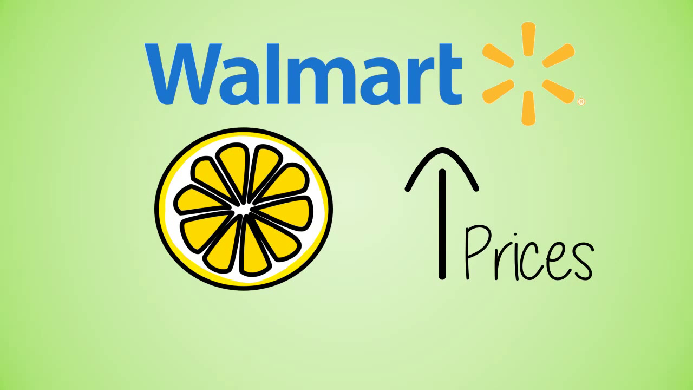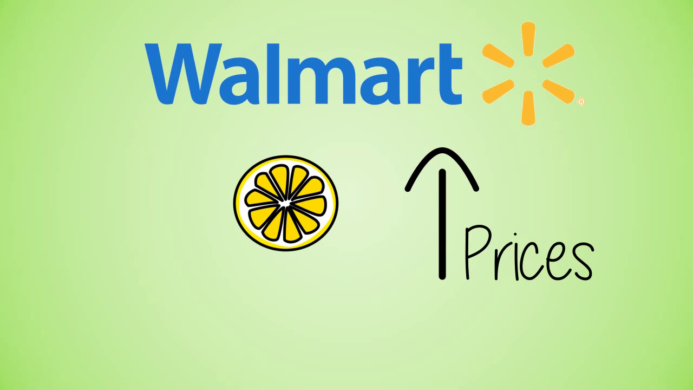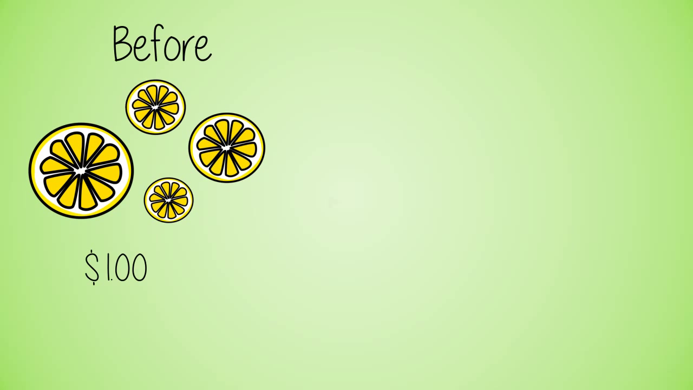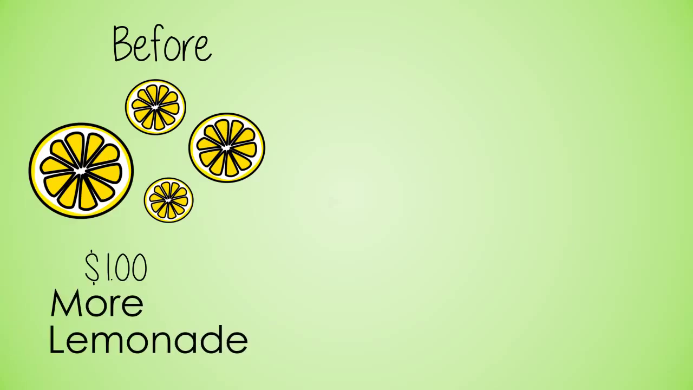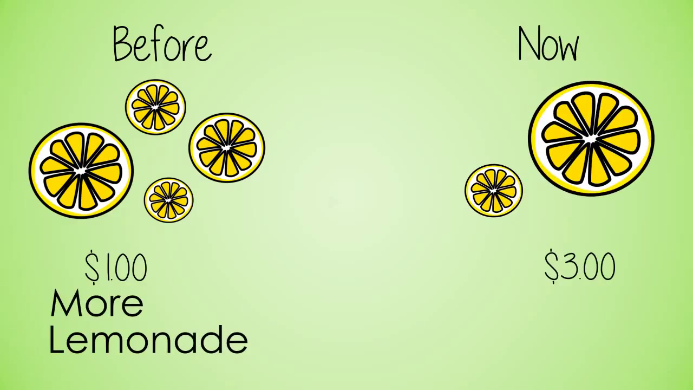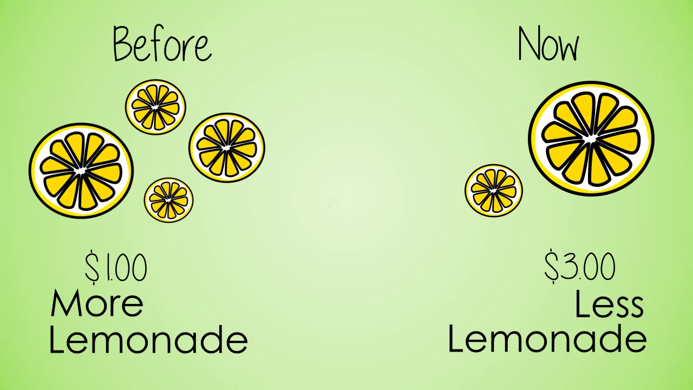Now say all of a sudden Walmart raises the price for lemons because they want people buying Walmart lemonade instead of yours. So now it costs more for you to make lemonade, and you don't want to make a bunch of lemonade like before because it will cost you more. So you decide to make less lemonade than before because you're financially educated.